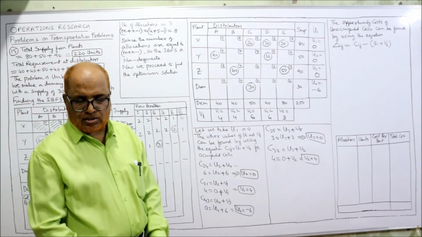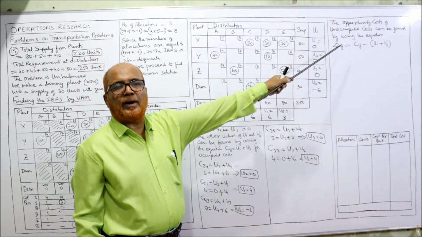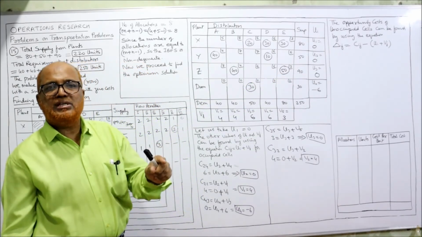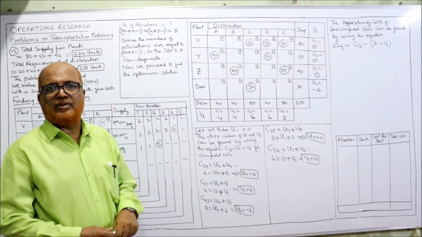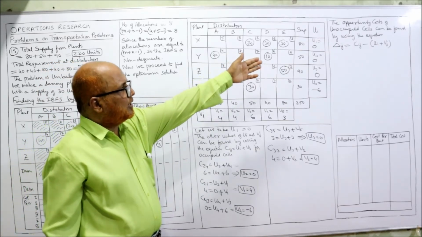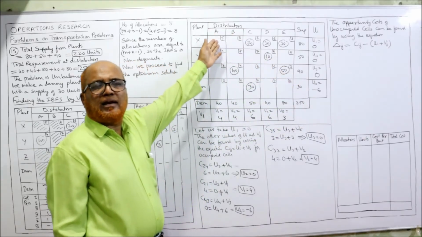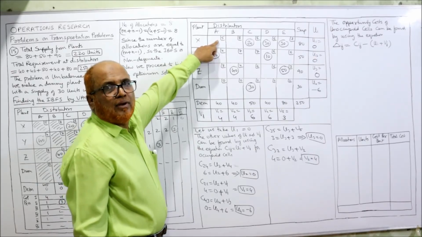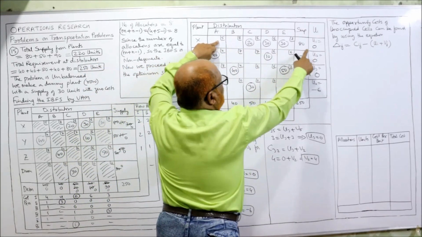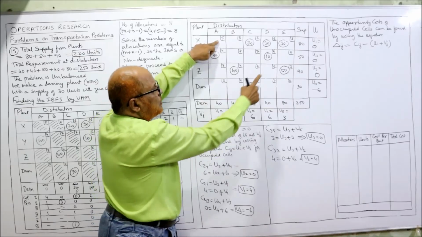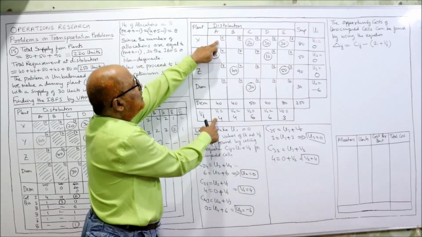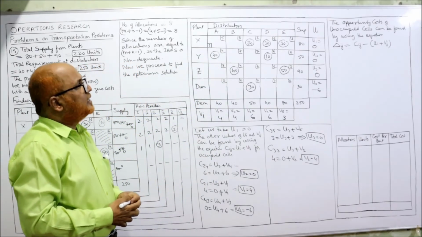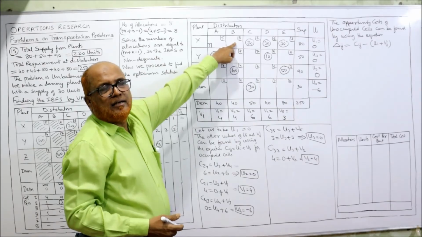Now opportunity cost. The opportunity cost of unoccupied cells can be calculated by using the following equation. Delta ij is equal to Cij minus (Ui plus Vj). So whether you apply that in the formula or directly orally, I'll explain. Cij, what is the Cij here? 5. What is Ui value? 0. What is Vj value? 4. So 0 plus 4 is 4. So 5 minus 4, 1. Opportunity cost 1.